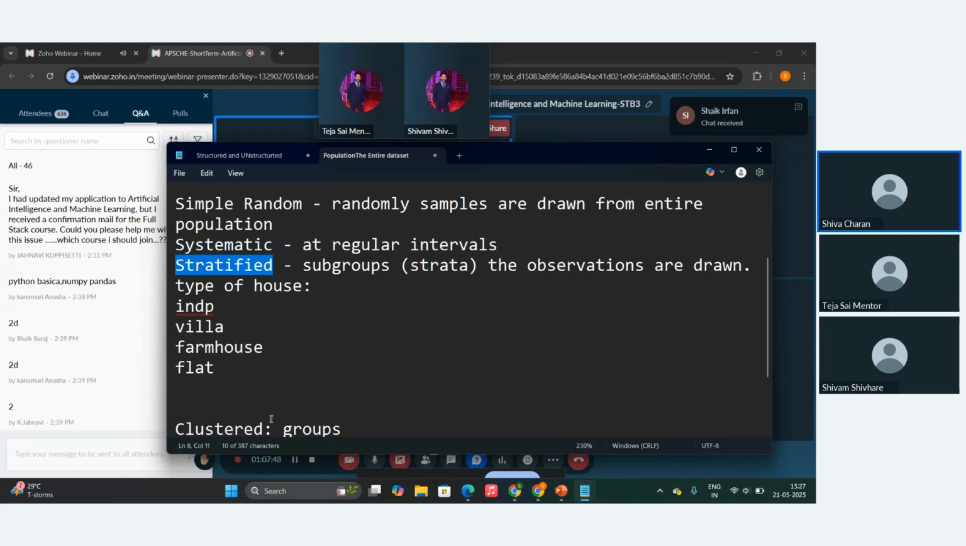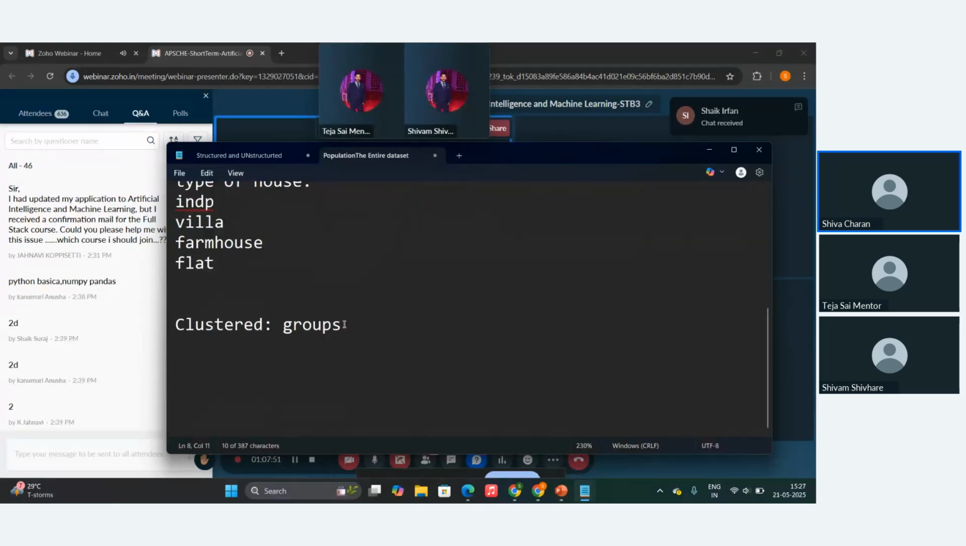Coming to clustered, in clustered we'll be dividing the data into groups. Let's say I need to do a survey, and I divide it into 10 different cities, and in those 10 different cities I pick only one area, and I get to know about that whole city. In a similar way, after dividing into groups, I'll consider a few random samples.